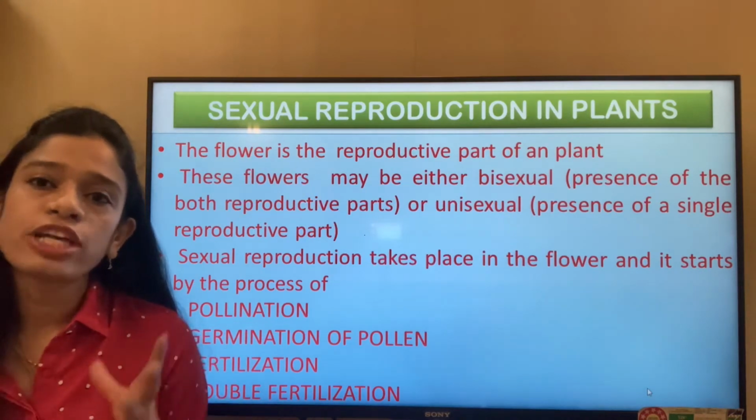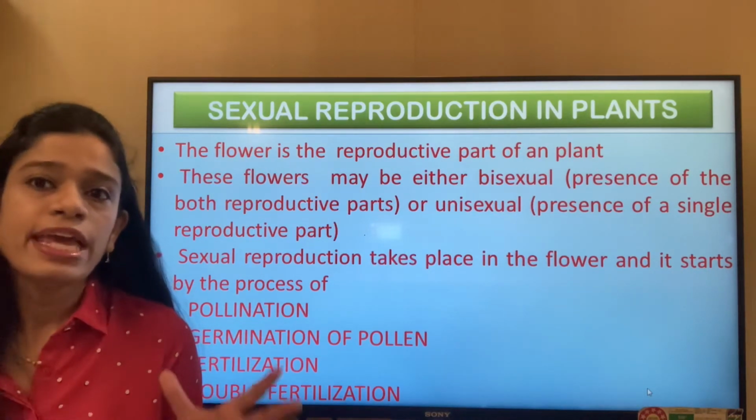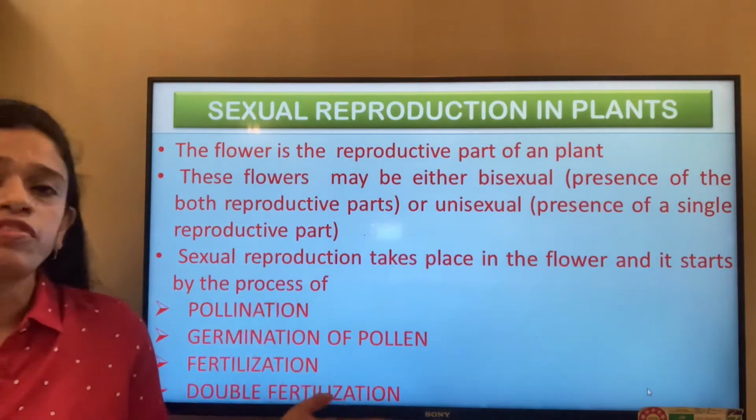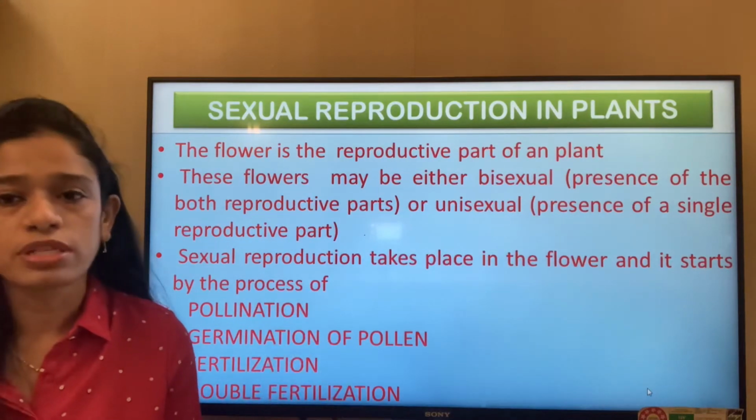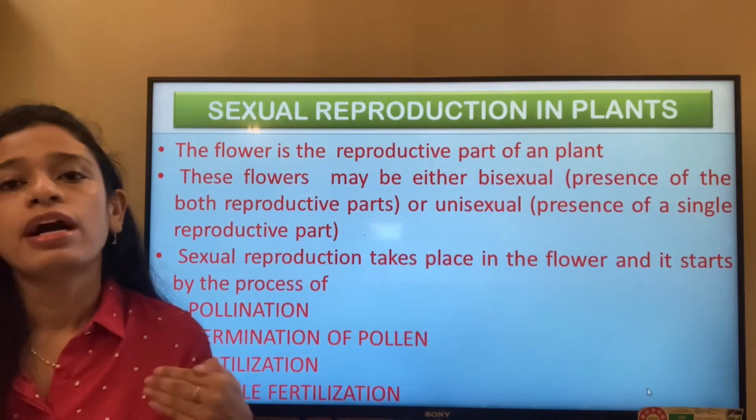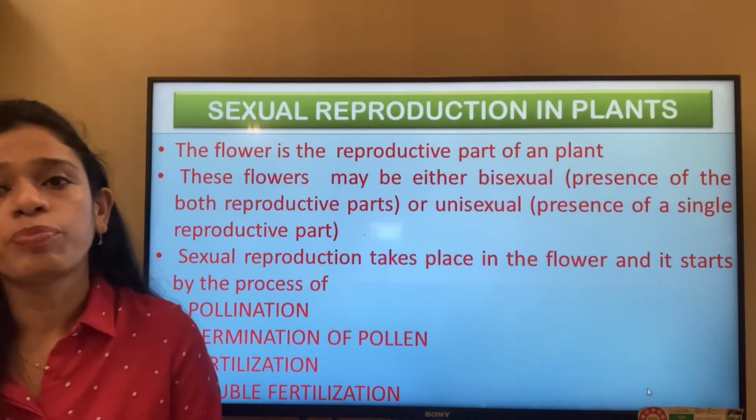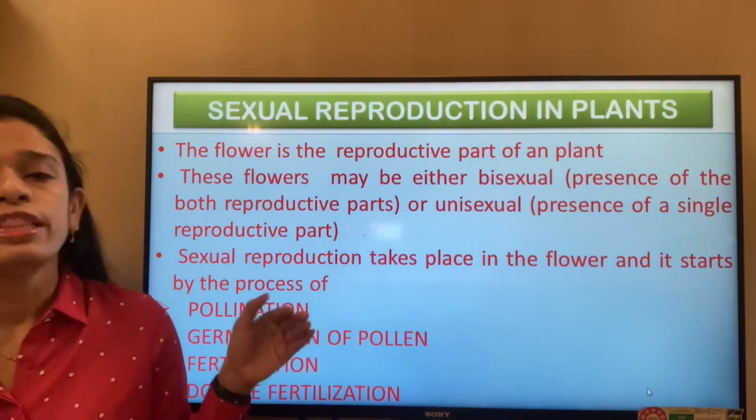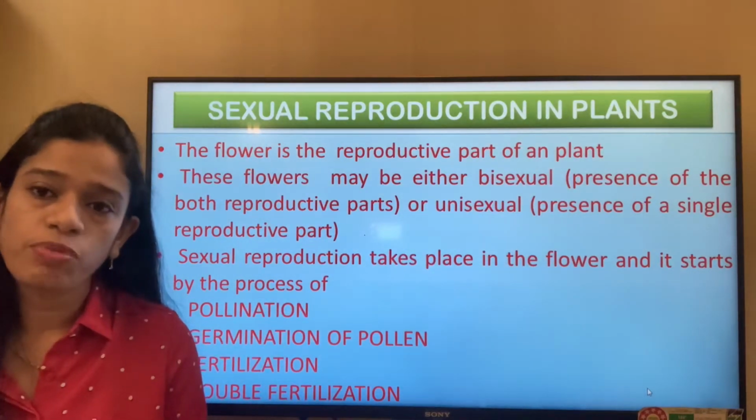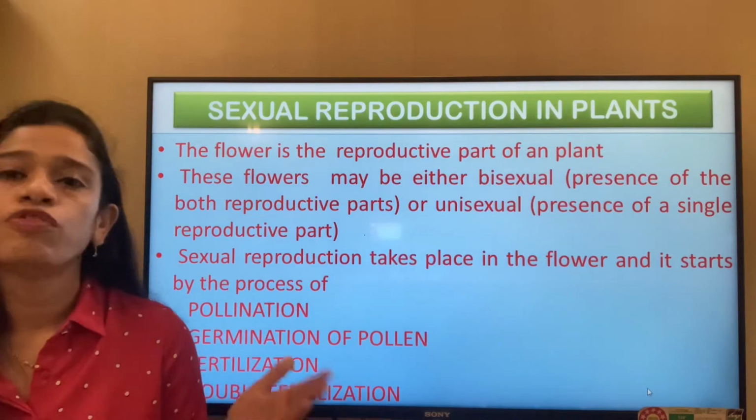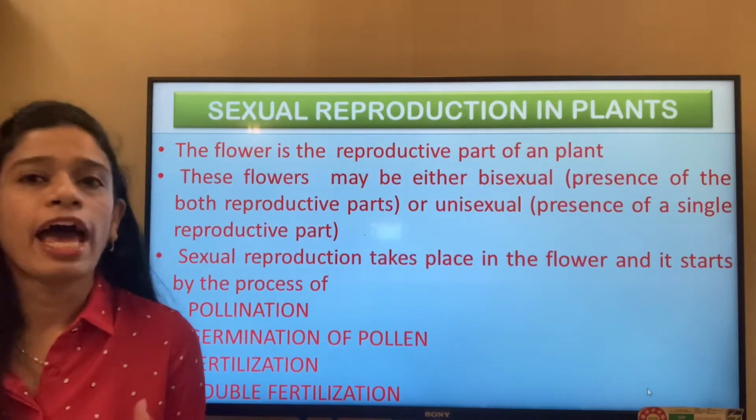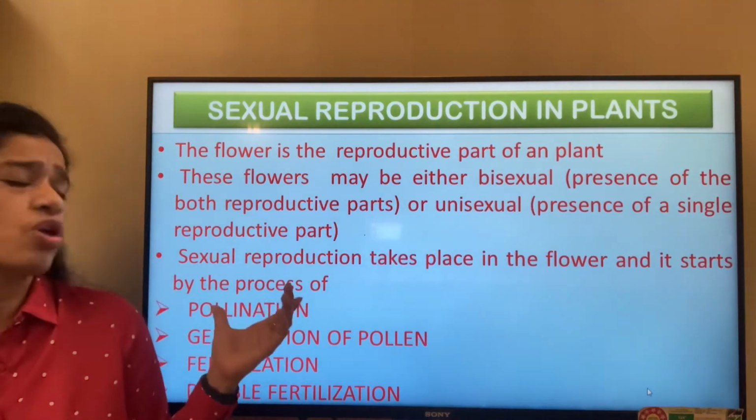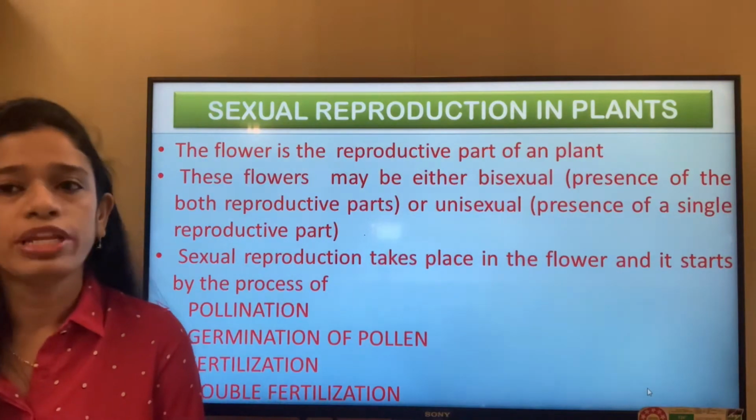When sexual reproduction takes place in a flower, it follows some processes. The starting point of sexual reproduction is pollination, then leading on to the germination of the pollen, then fertilization followed by double fertilization, and finally the formation of the seeds and the fruits. So let us first know about pollination.